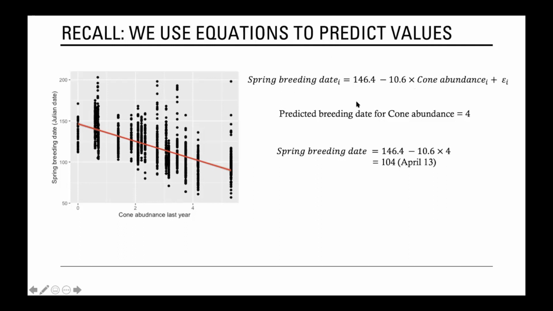So for example, we could predict what the breeding date of a female is likely to be for a cone abundance equal to 4 by simply substituting a cone abundance of 4 into our equation and calculating that the fitted value, or the predicted date on which we expect females to breed in the spring when they experience a cone abundance of 4, is equal to 104, which as a Julian date corresponds to April 13th.